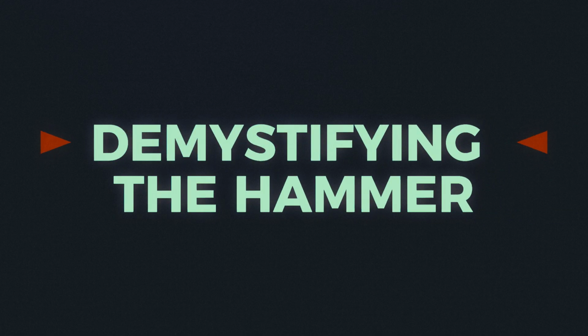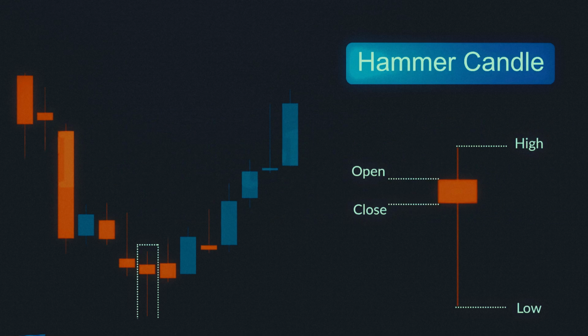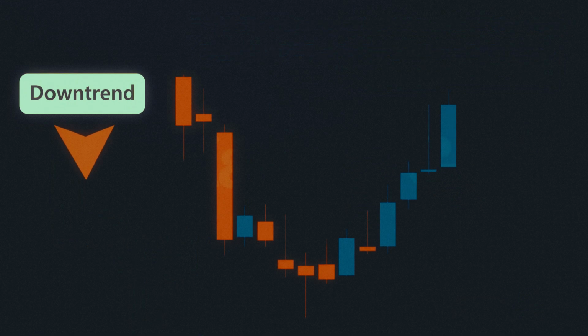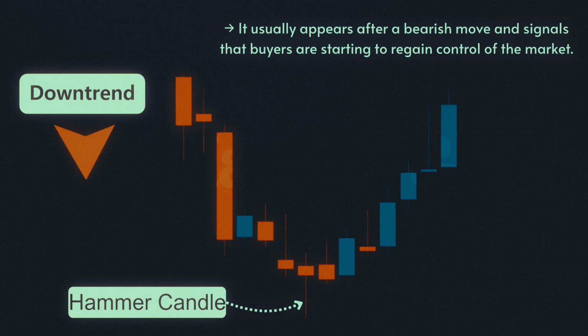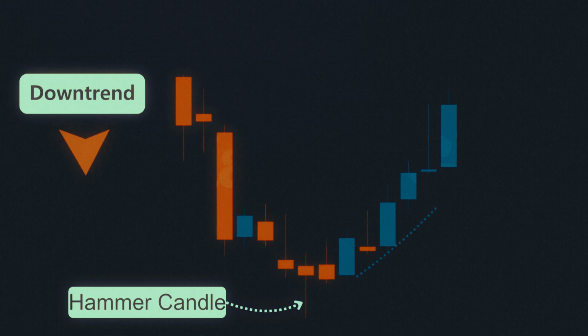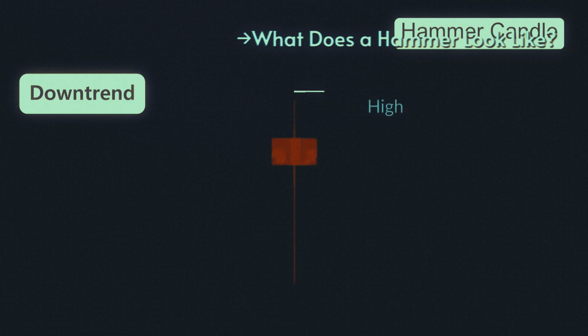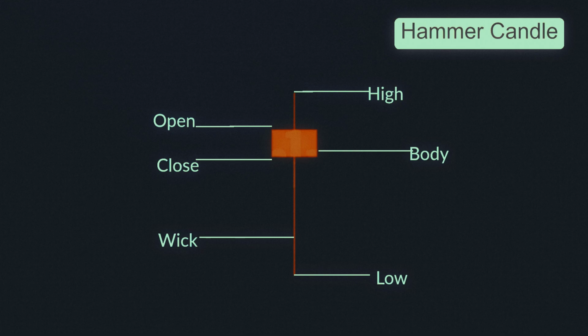Welcome to this explainer. Today, we're putting on our detective hats to decode one of the most powerful, yet honestly frequently misunderstood signals in all of technical analysis, the hammer candlestick. You see, whenever there's a major shift in the market, it always leaves behind clues. So we're going to look incredibly closely at the physical evidence left behind on the charts to understand exactly what the market is telling us and how we can actually use that data to our advantage. So let's just get right into it.